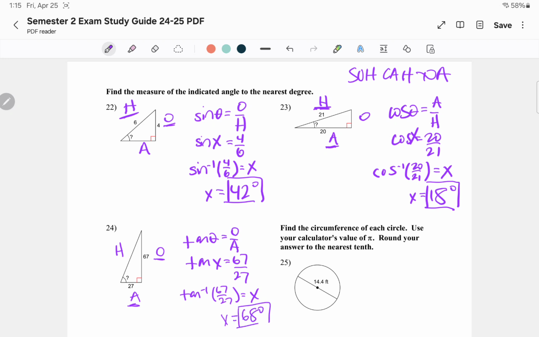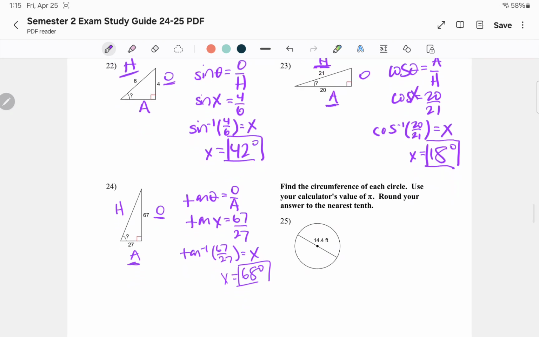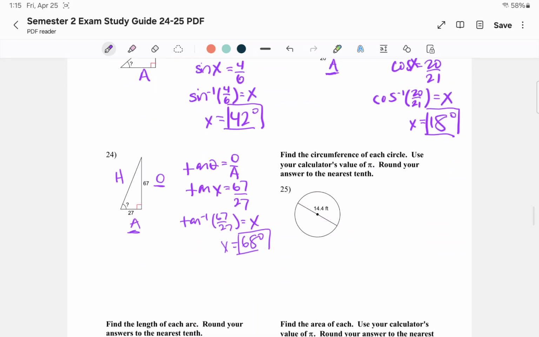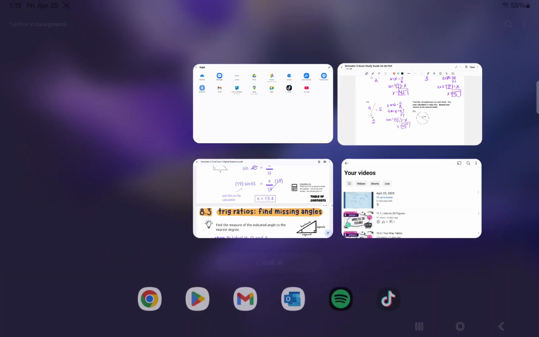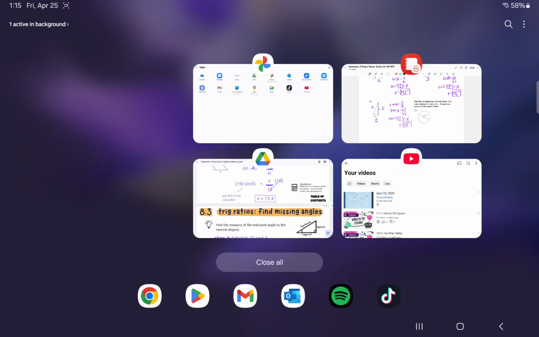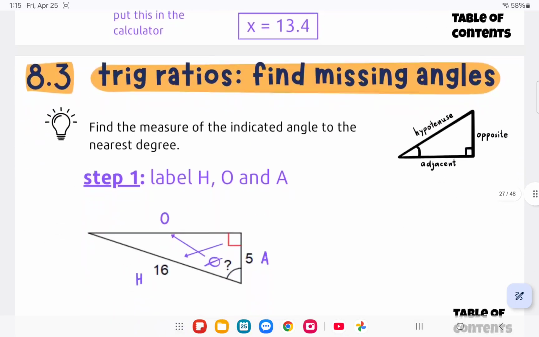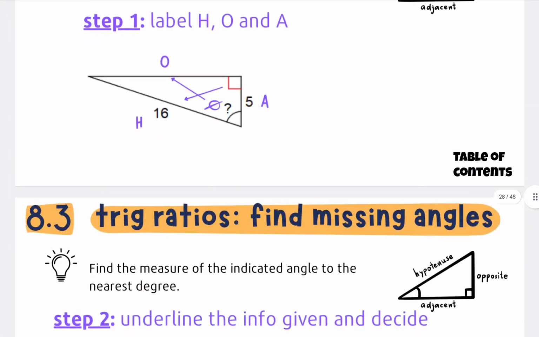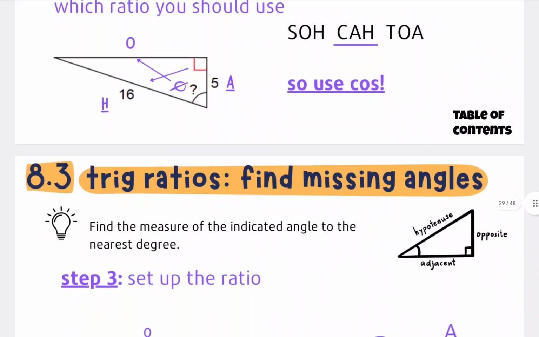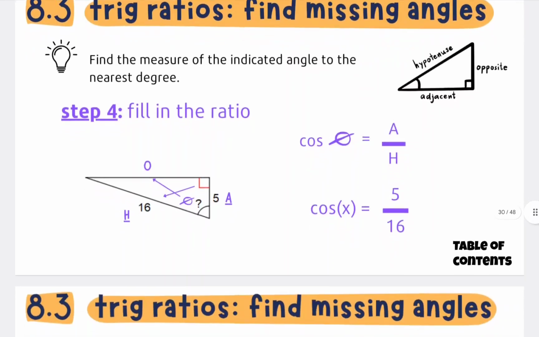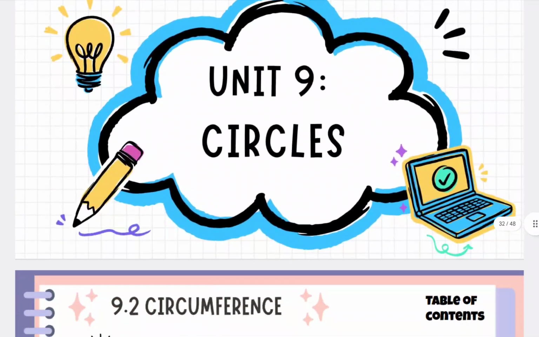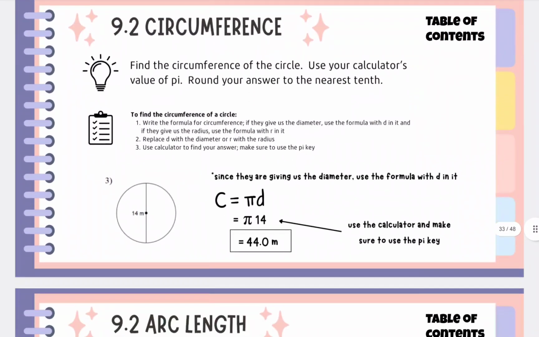All right, let's move on to 25. Now this is getting into unit, let's see, 6, 7, 8. This should be unit 9, which is circles. So again, let's reference the notebook. Remember the notebook has everything broken down, every single step if I went too fast, for the trig part. So now for the circles, all the formulas are here.